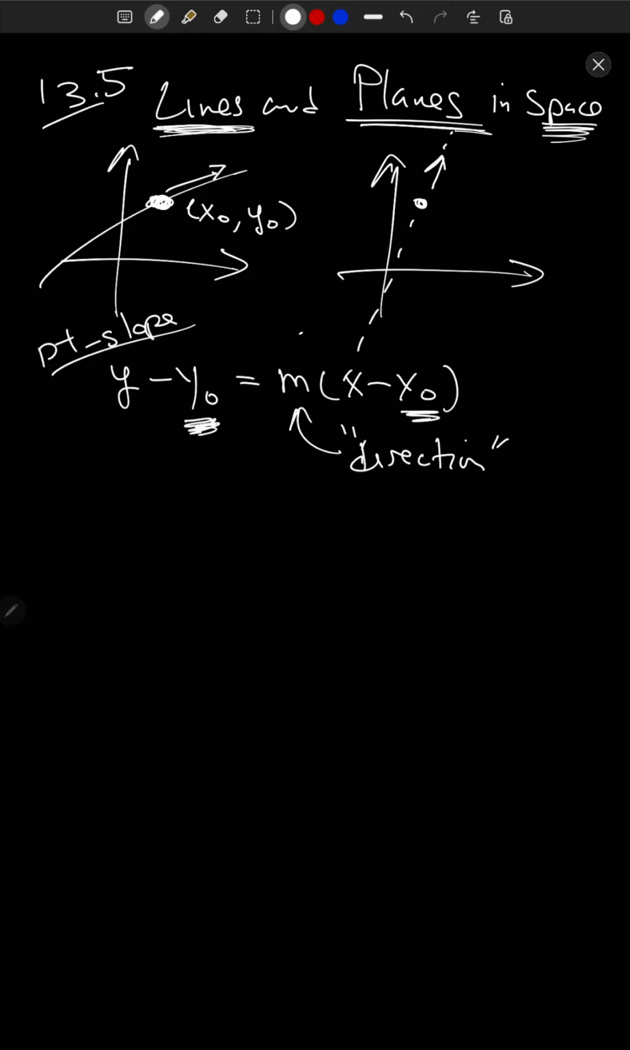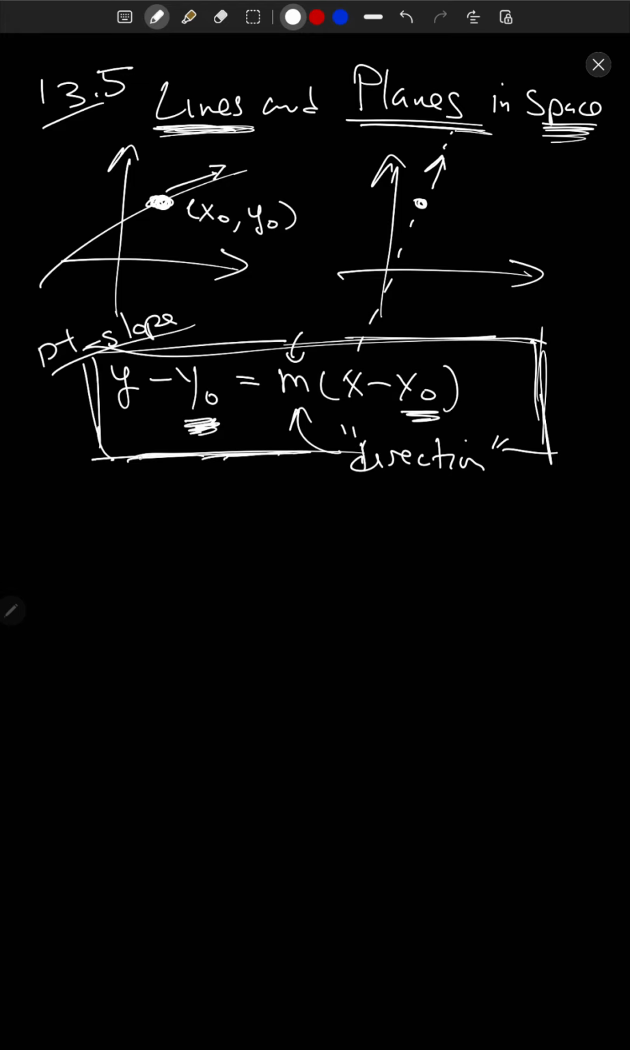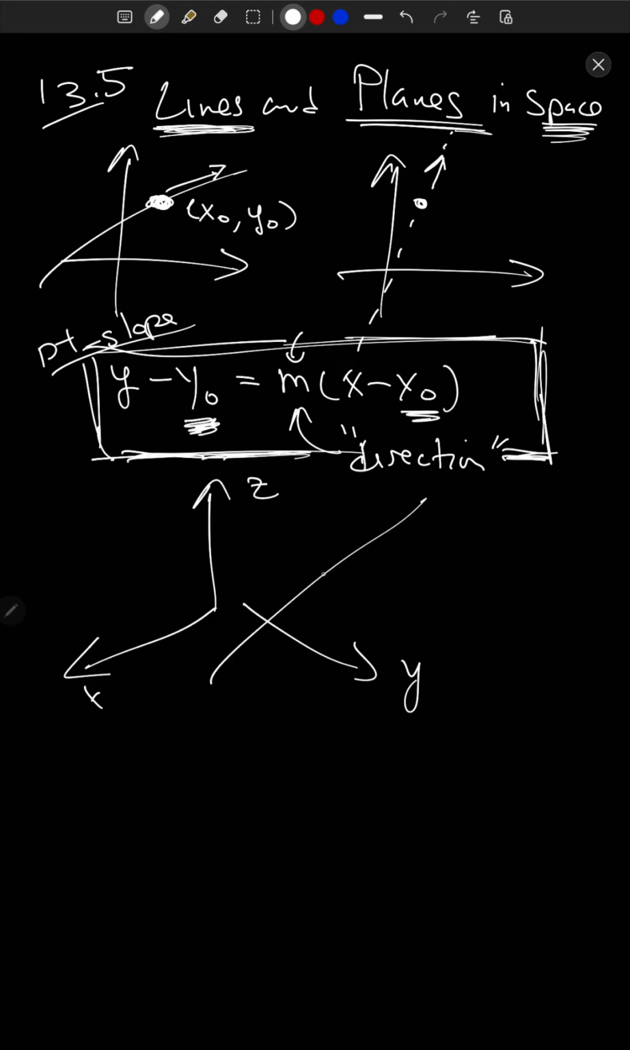For example, if the slope is 3/2, then that's telling me the direction is the one where every time I go two steps to the right, I have to move three steps up. So even in the simplistic lines in R2, we've always been describing lines as a point and a direction. Okay, R3, in space, what are lines? Same thing. Even in space, if I tell you a point, and I tell you a direction, then everybody knows I'm talking about this particular line there and no other line.